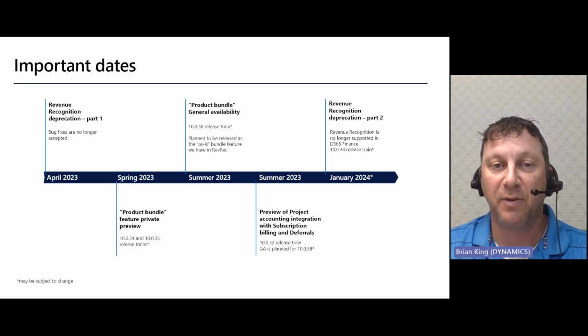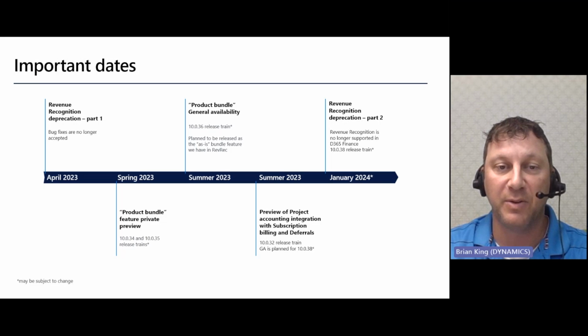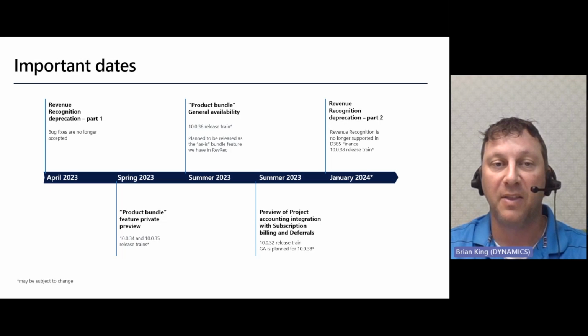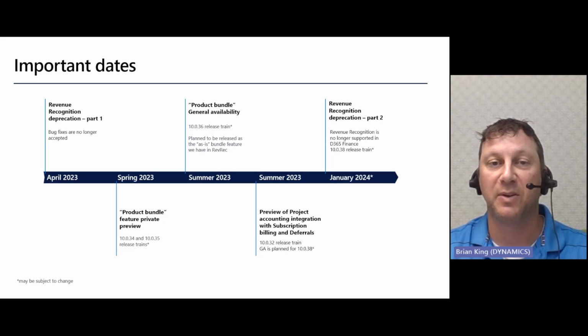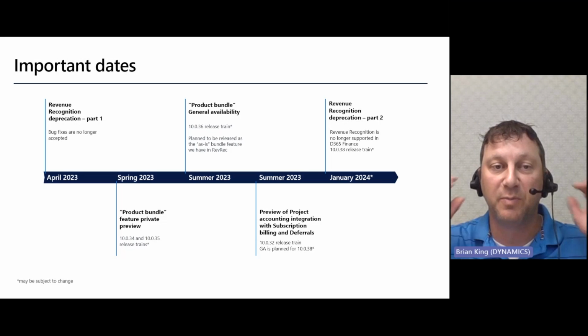Originally, this was planned for 36, but given the time frame of what you see here, for instance, the GA of the project integration features being 10.0.38, and the separated product bundle being 10.0.36, we wanted to give people a couple of releases of overlap, just to make sure that they had the ability to move between those particular versions and the features being toggled on.